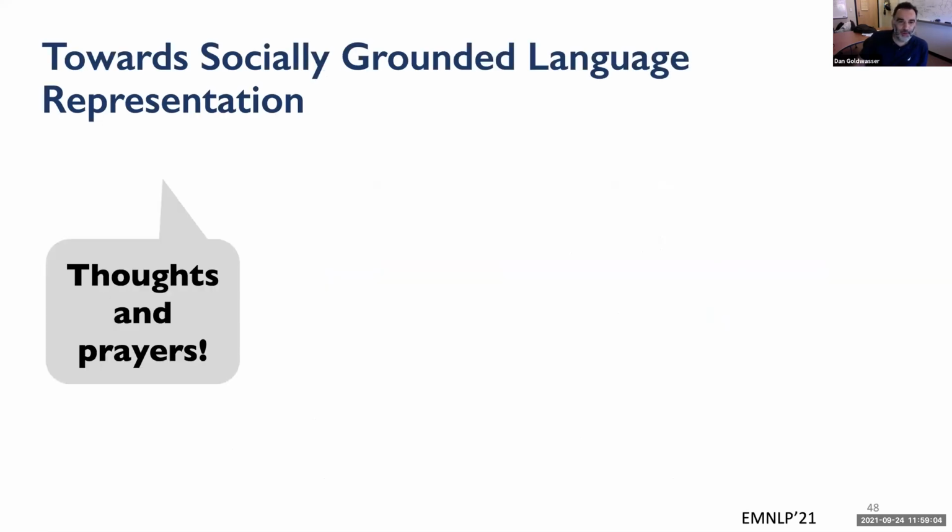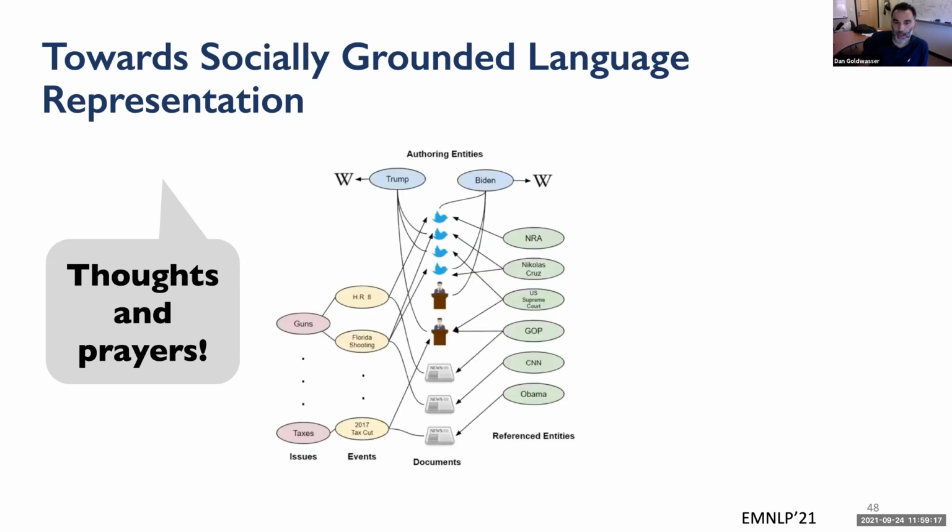The last thing that I want to talk about is to look back at the thoughts and prayers example that I had in the beginning, where we would like to represent text in a way that takes into account its speaker. I'll refer to it as socially grounded language, where language is not viewed in isolation, but rather it is understood in the context in which it was generated.